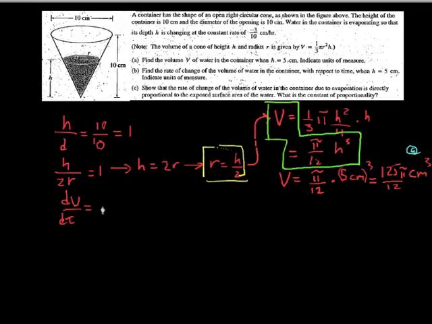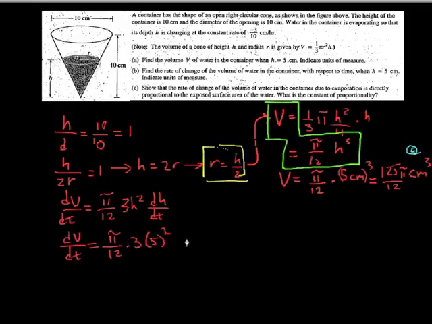So the left side is dV/dt, which is equal to, well, pi over 12 is just a constant, so we use the constant rule. And then we have 3h squared dh/dt. That's just following the chain rule. And we want to know when h is equal to 5, so dV/dt is equal to pi over 12 times 3 times 5 squared. And we're told what dh/dt is, right? It's -3/10. And indicate units of measure.